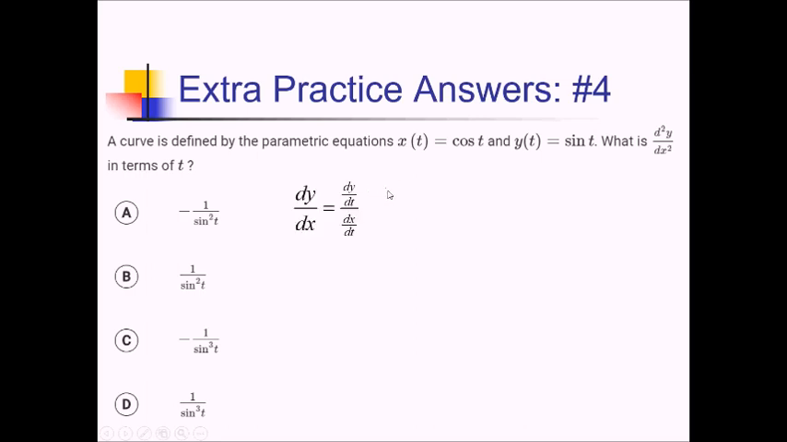So then dy over dt, the derivative of this y function, that's going to be cosine of t. And dx over dt, the derivative of cosine of t, that's going to be negative sine of t.